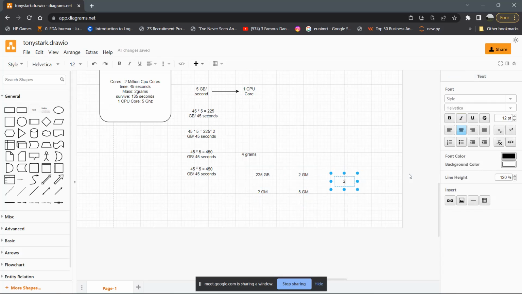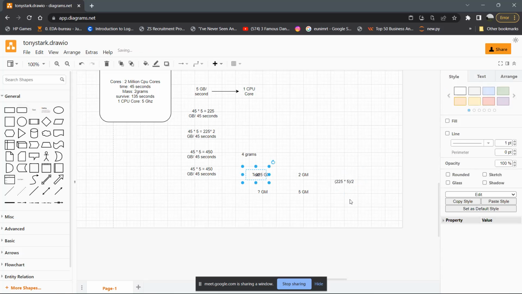So for 5 grams, it will be more, right? 225 divided by 2, so it will be in decimals actually. So this will be 112.5. Okay. So if you calculate, you will get the answer, somewhere about 562.5 or something will be the answer.